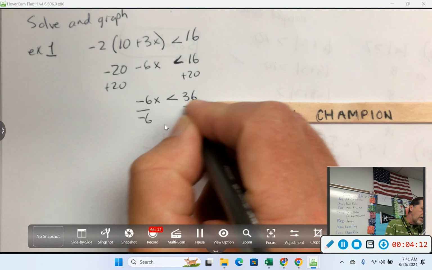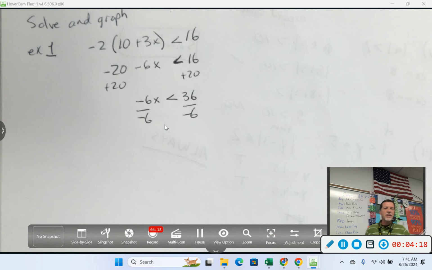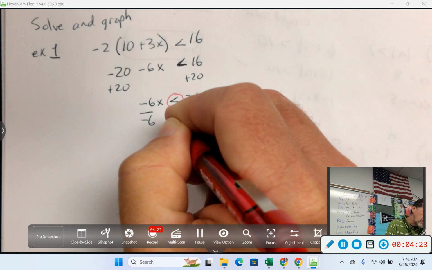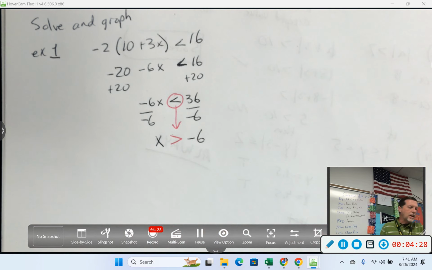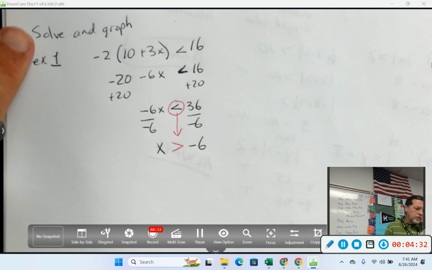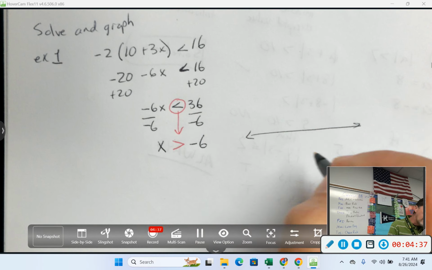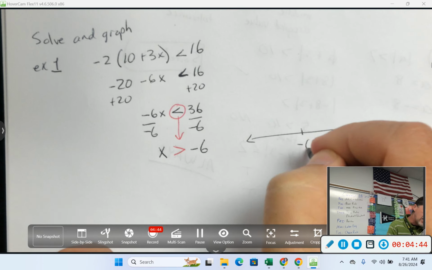And then what do we have to be careful about when we're dividing by negative 6? Carson, what do we need to be careful about here? Flip the sign. Flip that inequality. So now x is greater than negative 6. The direction said solve and graph. There's the solve. Here's the graph. And on the graph, I don't need you to start at 0 and number out as far as you need to. You can just start with negative 6.